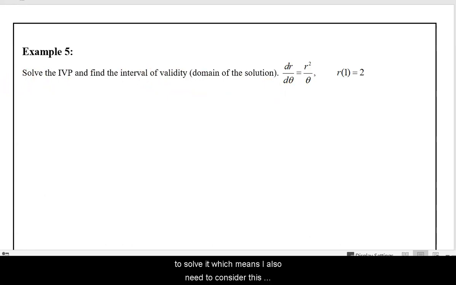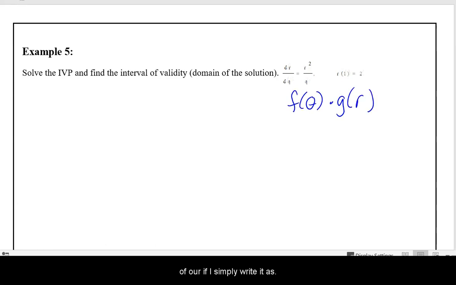I want to solve it, which means I also need to consider those equilibrium solutions. If it doesn't say find the general solution, then they want all solutions. That means equilibrium and general. To find the equilibrium solutions, remember I need to separate it into the two pieces, but essentially it already is. I can think of this as a function of theta times a function of r if I simply write it as 1 over theta times r squared. That separates the two.